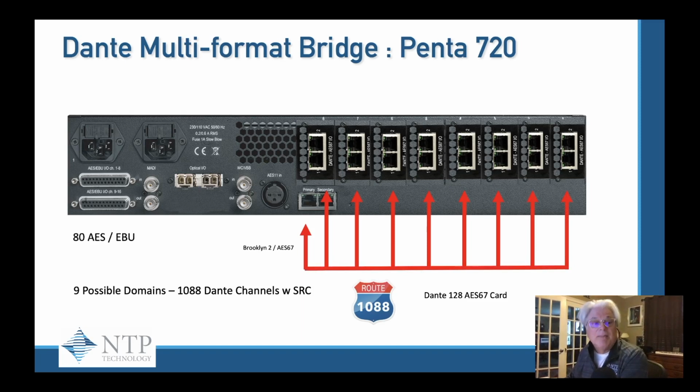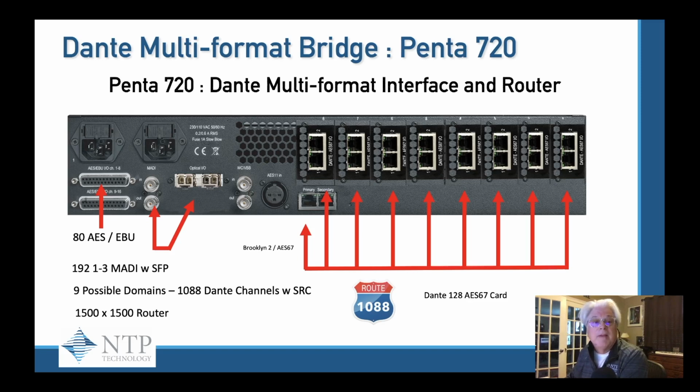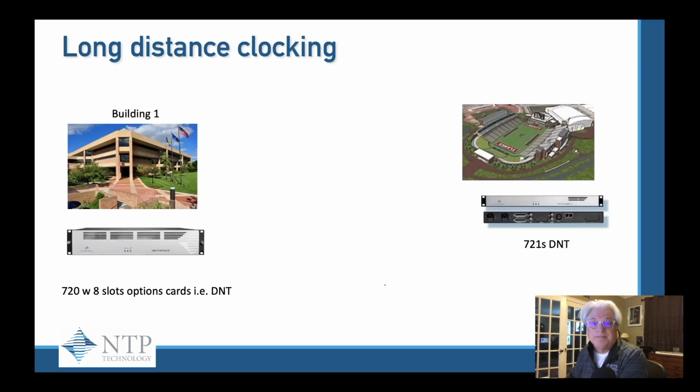Built into this unit are 80 channels of AES EBU, 192 MADI options, that's 3 different streams with SFP options and BNC, etc., with word clock in and a lot of connectivity that you might not be thinking about for your future needs. We have a 1500 by 1500 router and obviously Crestron connectivity. The 720 Dante multi-format interface and router.